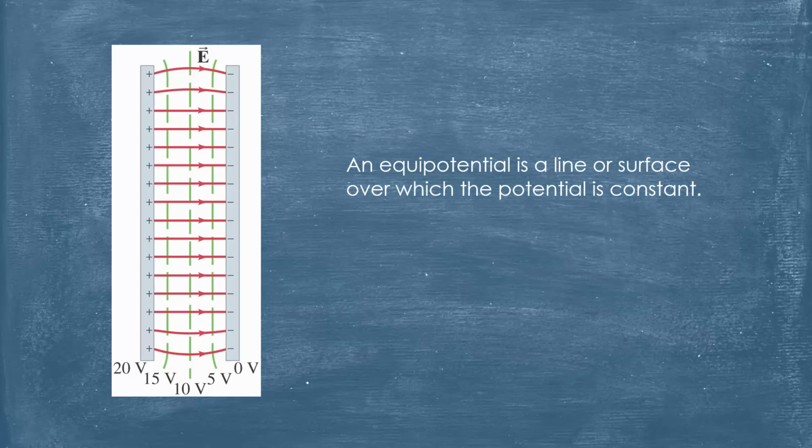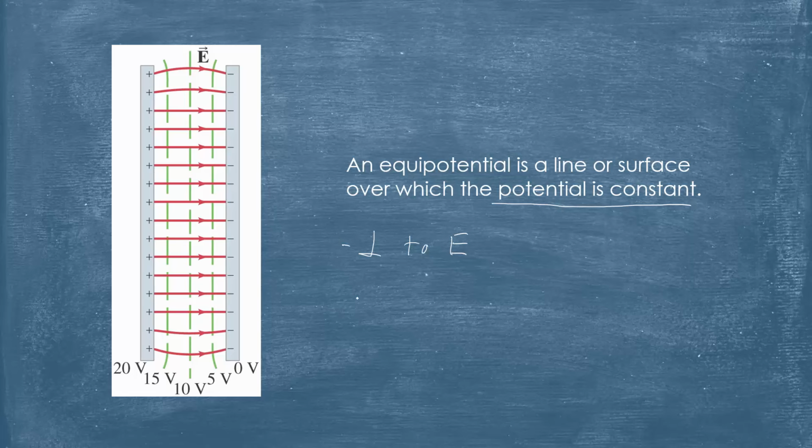Starting out with equipotential lines or surfaces, those are the green dashed lines in this image here, and they are what the name implies, locations where the potential is constant, hence the name equipotential. And one way to identify them is that equipotentials are always perpendicular to the E field.